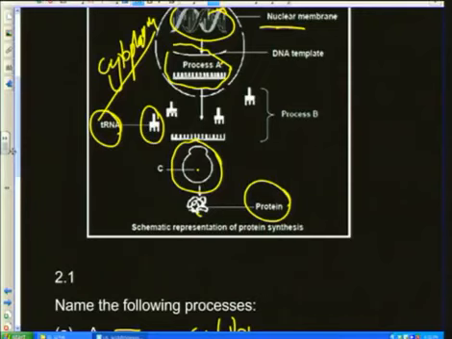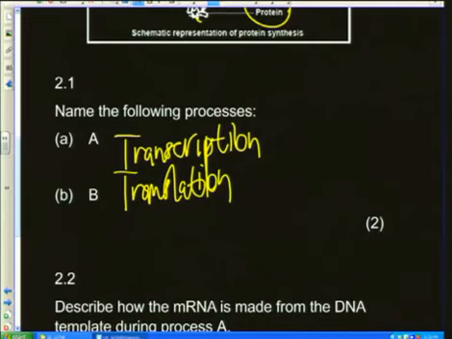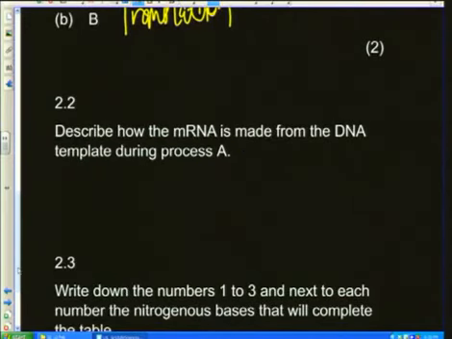Is this process here, happening with these transfer RNAs, and that has to be translation. Describe how the messenger RNA is made from the DNA template during process A.